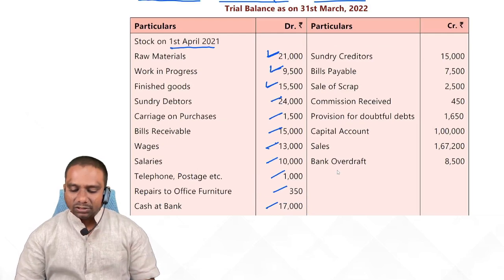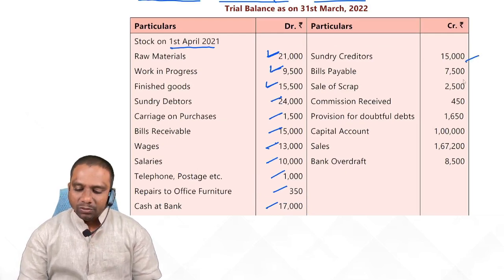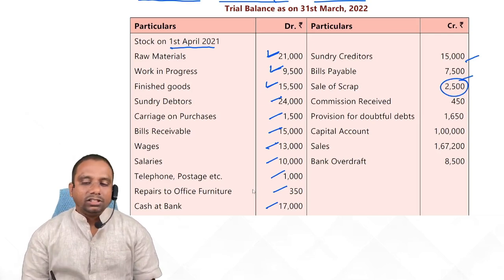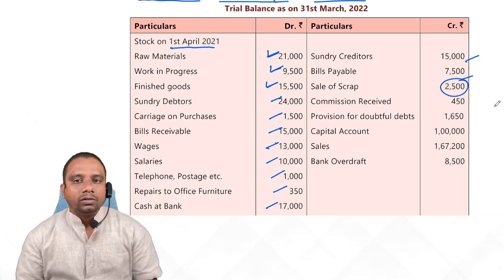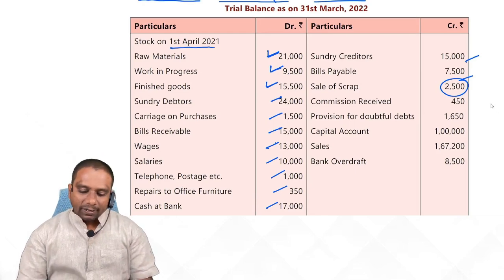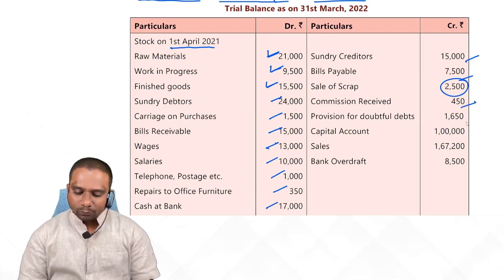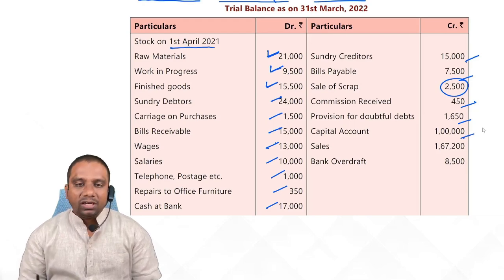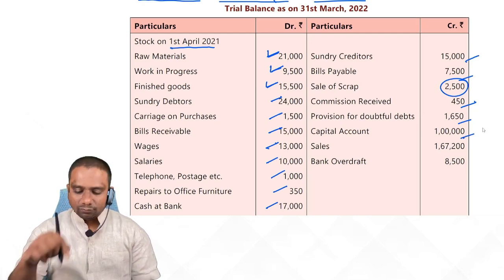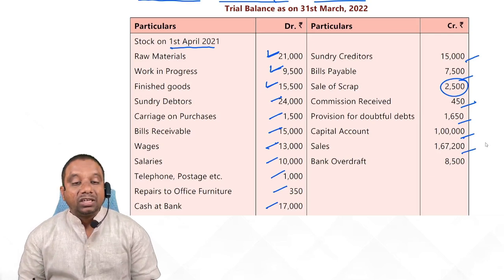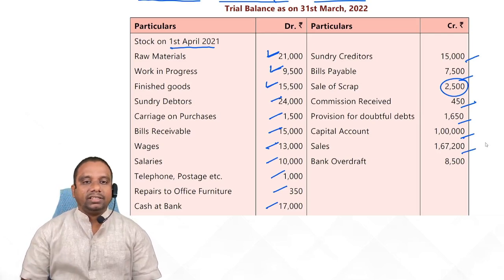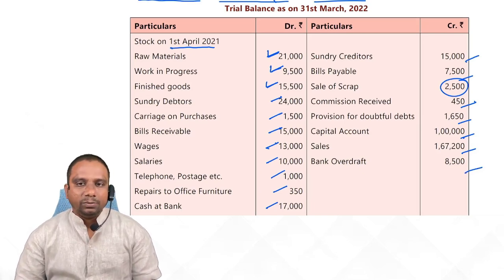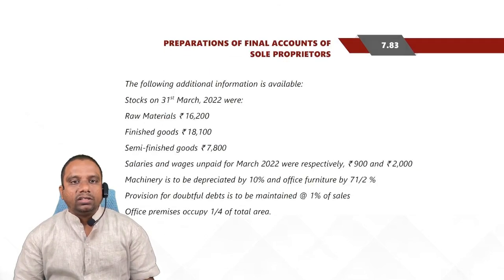Now credit side. Sundry creditors, liability, balance sheet. Bills payable, liability, balance sheet. Sale of scrap: this is credited, shown as a credit to the manufacturing account. Next one, commission received, P&L account credit. Provision for doubtful debts, open provision for doubtful debts account. Capital account, balance sheet, liability side. First item, sales, trading account, credit side. Bank overdraft, balance sheet, liability side. Over.